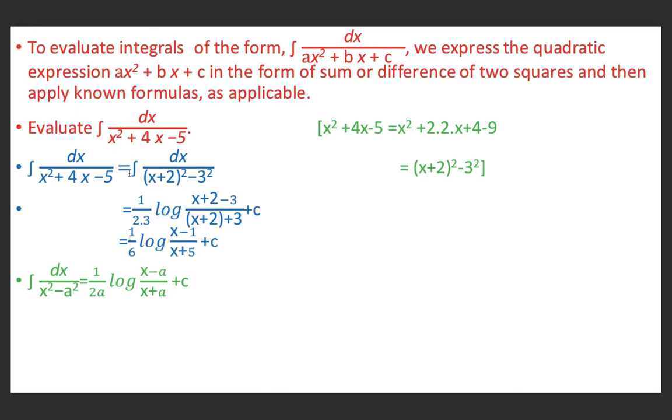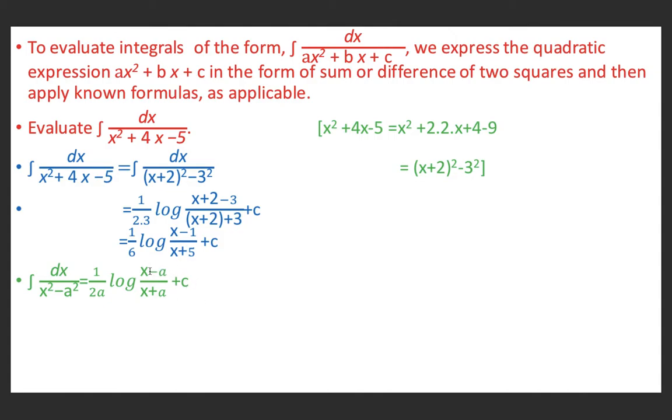So we wanted to find the integral of this given function. So this may be written as 1 upon x plus 2 whole square minus 3 square by using these calculations. Now this expression is similar to this function. So we know that integral of 1 upon x square minus a square with respect to x is 1 upon 2a log of x minus a upon x plus a plus c. C is the constant of integration.